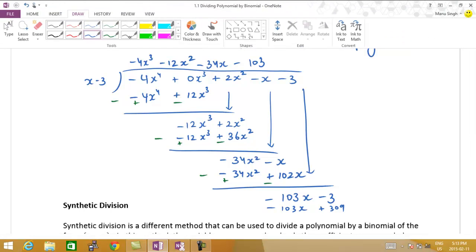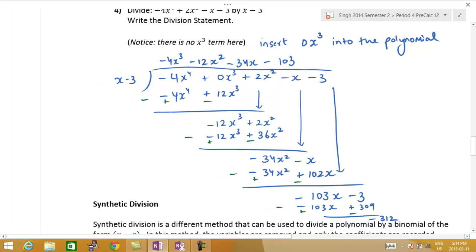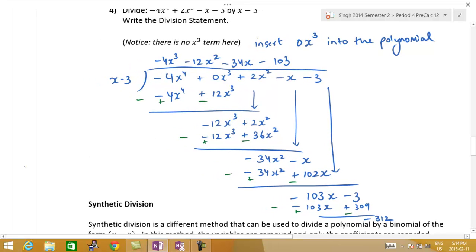The last subtraction we're going to do here. Change the signs again, and I wish we had more room. You'll be left with a -3 and a -309, which is a -312. So when we write the division statement for that, it's going to look like this.